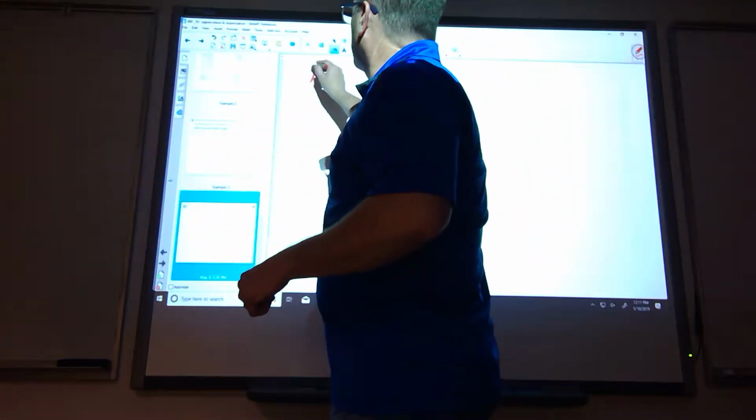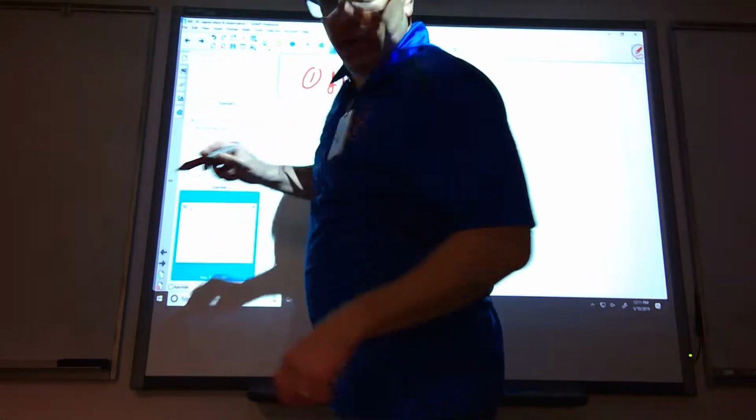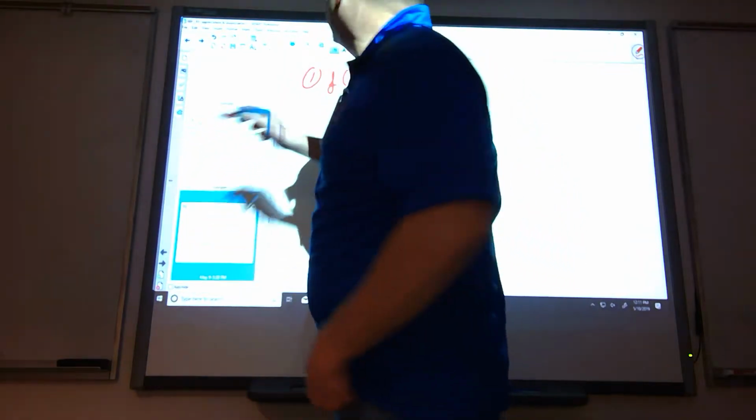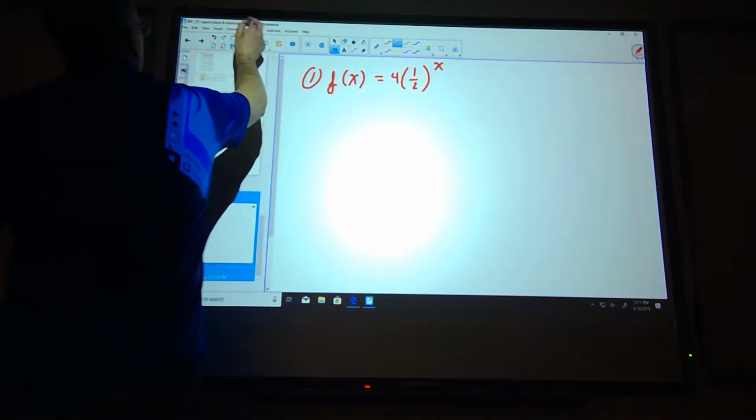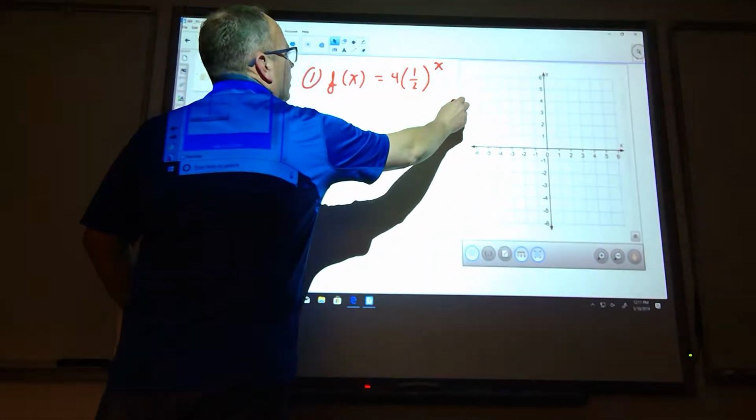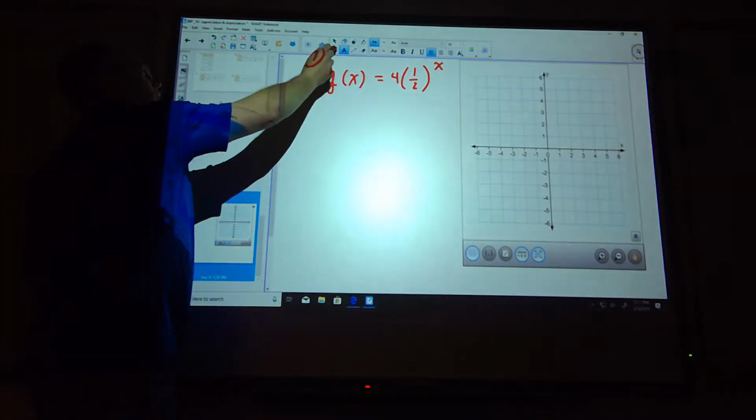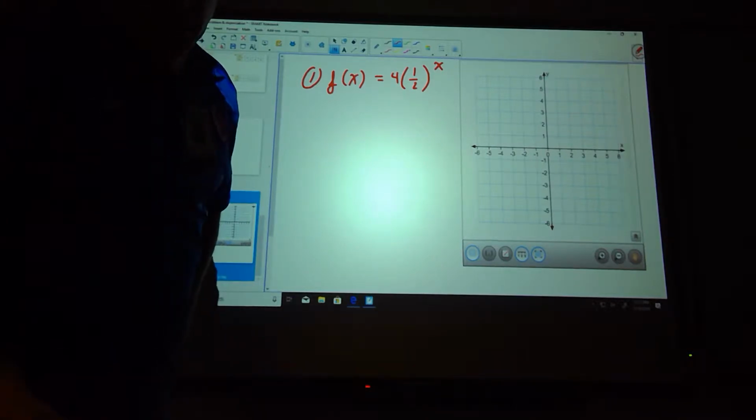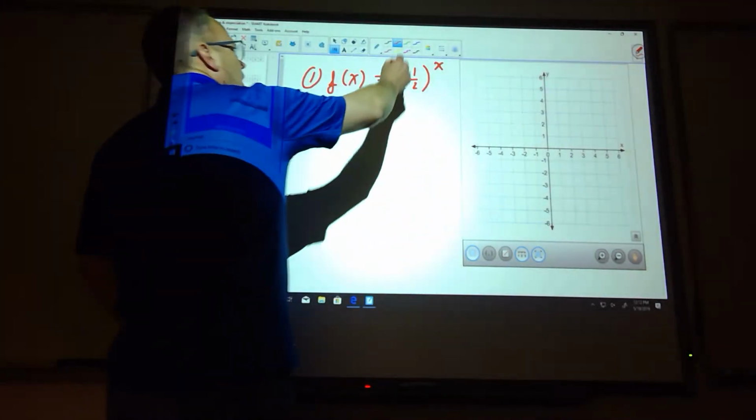You have it out? So problem number 1, we have f of x is equal to 4 times 1/2 raised to the x. What sticks out on this problem to say it's exponential? What is making it exponential? X. Well, x where? As a power. Good. X as a power is what makes it an exponential function. So I'm going to sketch the graph and then we'll see how we can answer these questions.